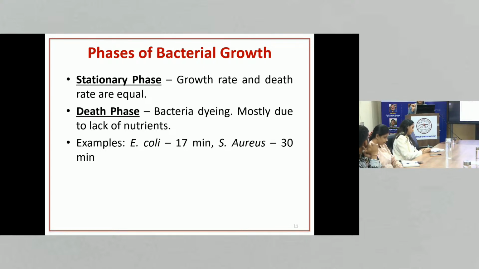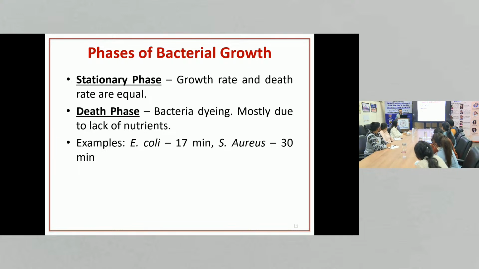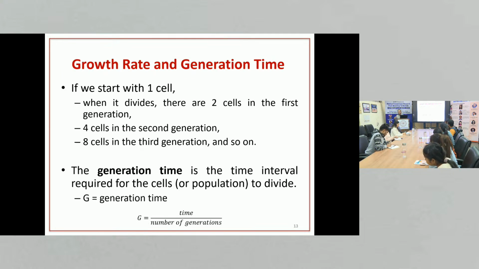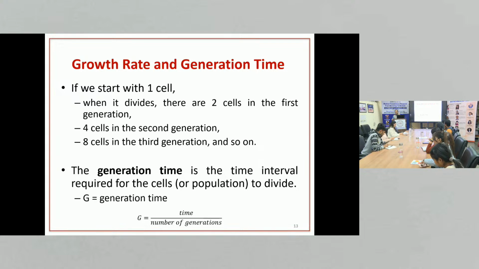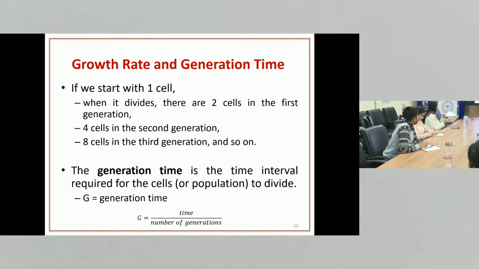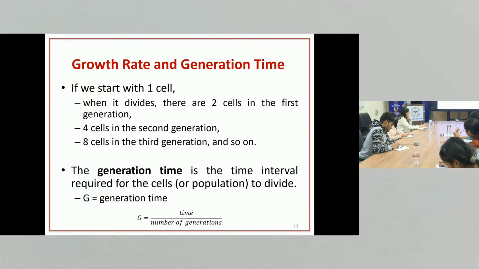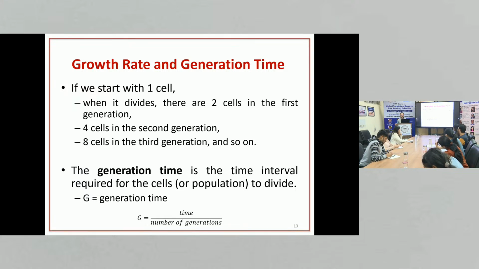Okay. Now we will do a numerical problem. On the next slide, we will look at the formula, so write it down. Now, growth rate and generation time. We start with 1 bacteria, it becomes 2, that's the first generation. 2 becomes 4, that's the second generation. 4 becomes 8, that's the third generation. So generation time, or capital G, is equal to time divided by number of generations.